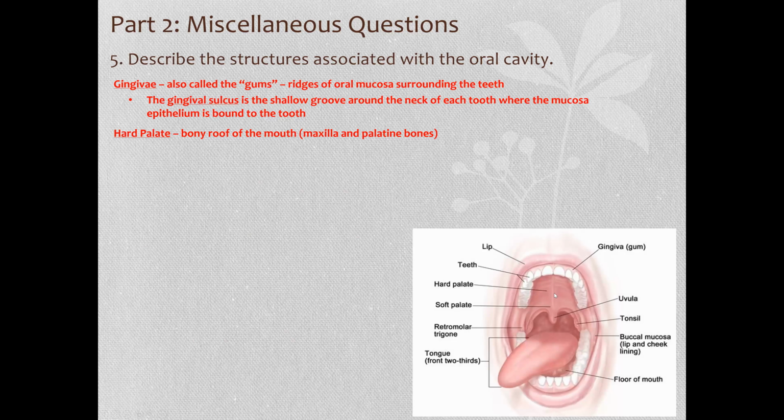Another structure is the hard palate, which is the bony roof of the mouth made up of the maxilla and palatine bones. The hard palate has ridges that give traction for the mechanical processing of food in the oral cavity.